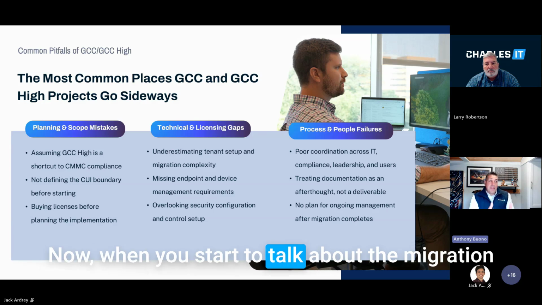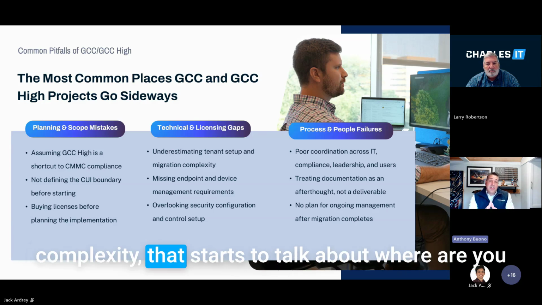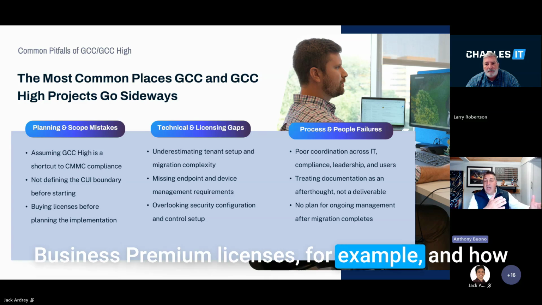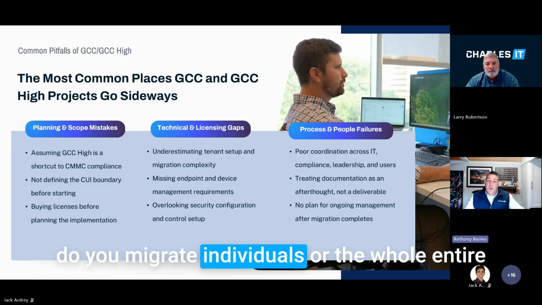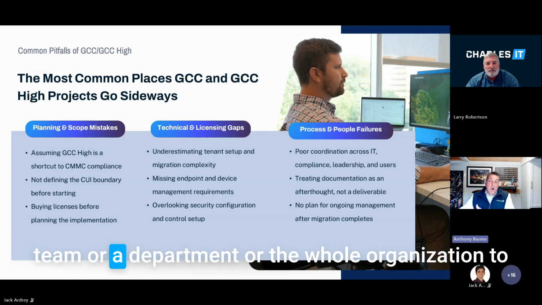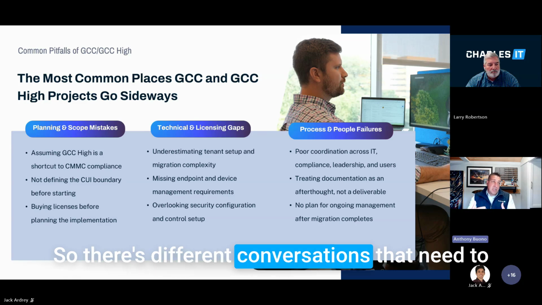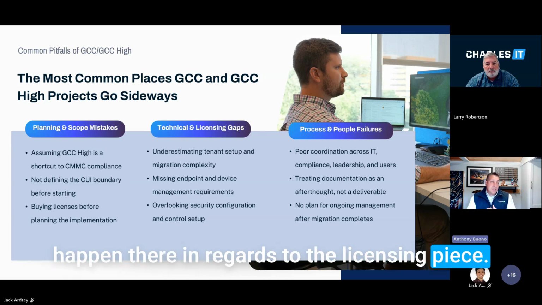Now, when you start to talk about the migration complexity, that starts to talk about where you are from before you bought this license, if you have business premium licenses, for example, and how you migrate individuals or the whole entire team or a department or the whole organization to the new GCC High tenant. So there are different conversations that need to happen there in regards to the licensing piece.